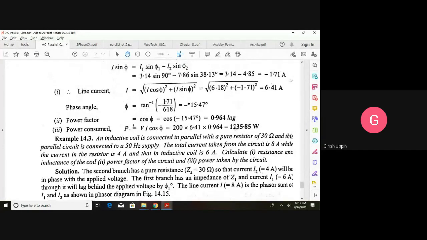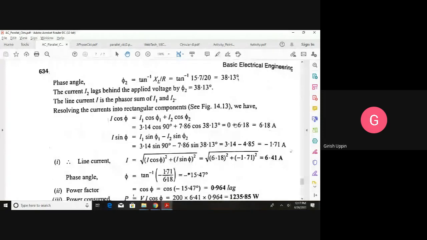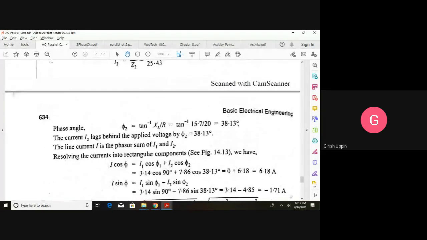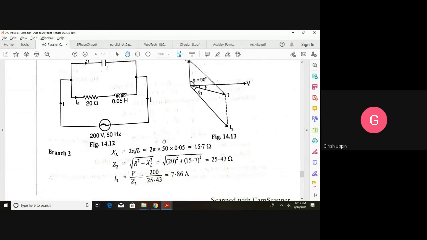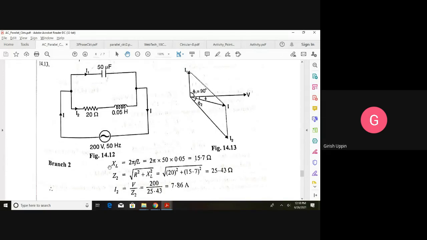So if you want to solve this, that is fine with this phasor algebra method, or you can use the impedance. You can find the total impedance. How to find the total impedance? 1 by ZT is equal to 1 by Z1 plus 1 by Z2. Already you have calculated Z2, and Z1 is 15.17. And how do you represent this Z1? Z1 is equal to, one second.